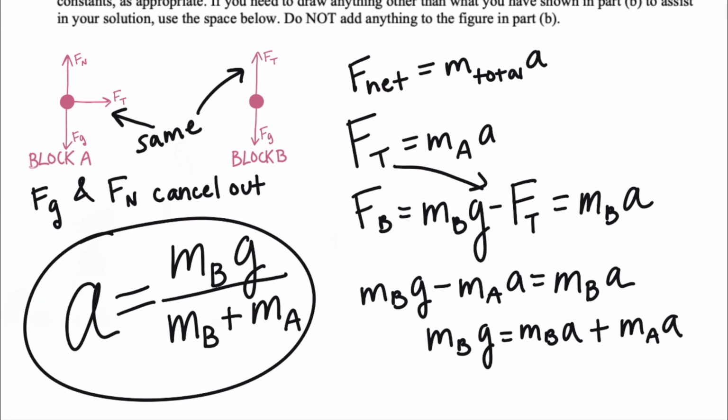For block B, the net force would be the gravitational force minus the tension force, which would also equal mass of B times acceleration. And so then we can plug in the tension force. So it would be mass of B times g minus mass of A times acceleration, which equals the mass of B times acceleration. And then we can simplify that equation to get that acceleration equals mass of B times g divided by mass of B plus mass of A.